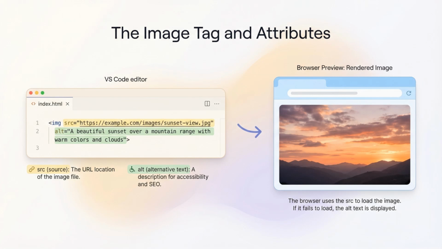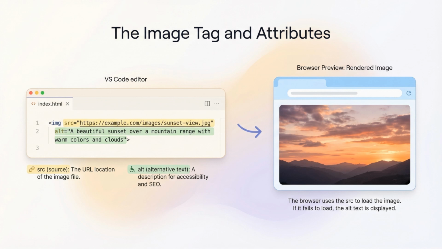The image tag uses attributes to work. The most important one is src, short for source, which holds the URL or file path of the image you want to display. To get an image URL, right-click any image online and choose Copy Image Address, then paste that into the src attribute. The browser fetches that image and displays it.